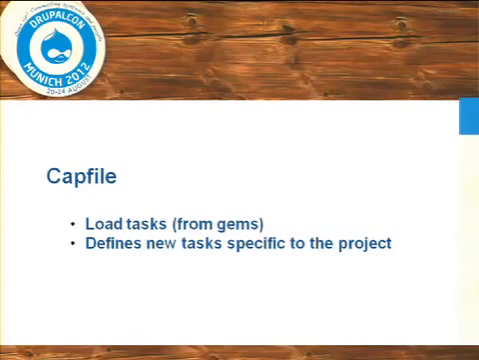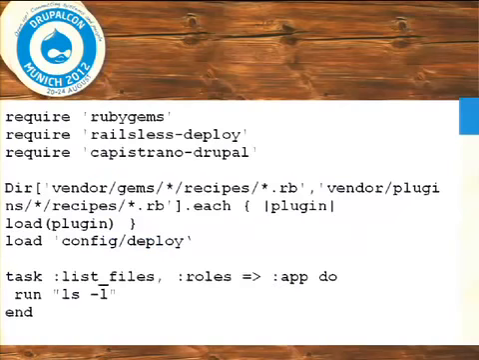So the responsibilities of the cap file: load those tasks from any gems that are plugins for Capistrano, and define any project-specific tasks. So it may look something like this. These are the gems at the top, and this is what you get by default when you capify. It's basically just the way of loading those recipes by default, and you can comment these out if you don't want any of the standard recipes.